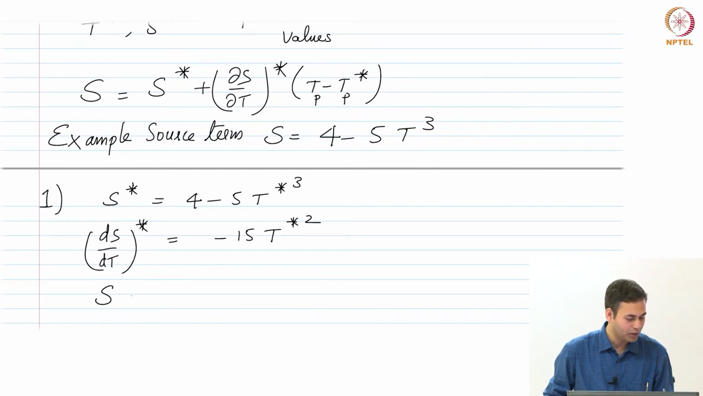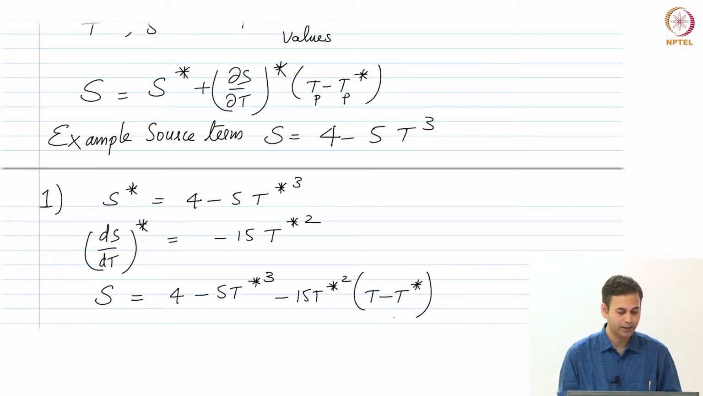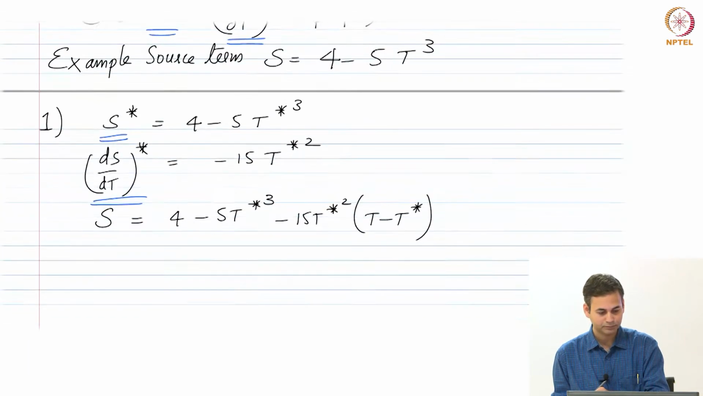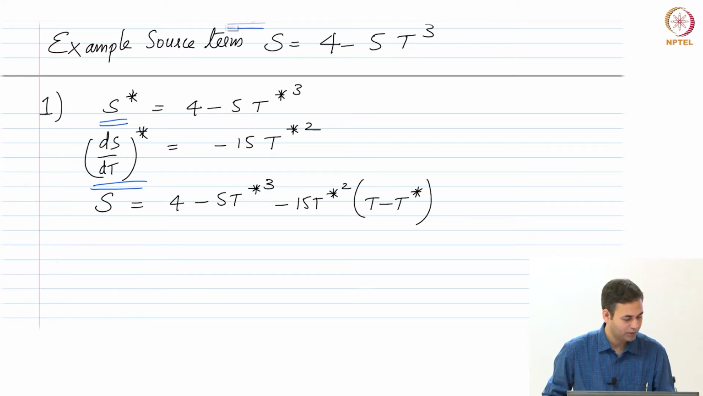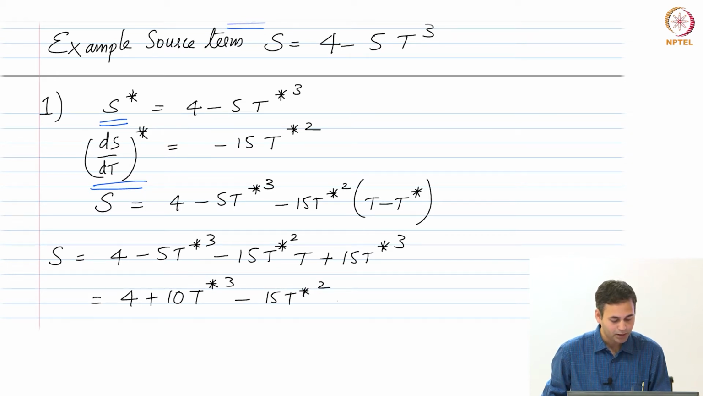Then if we plug in, what would be the model for S? S would be 4 minus 5 T star cube minus 15 T star square times T minus T star. That is what we have if I plug in for S star and dS by dT star. Then we can rewrite this as S equals 4 minus 5 T star cube minus 15 T star square times T plus 15 T star cube. So, this is nothing but 4 minus 5 T star cube plus 15 T star cube, which gives 4 plus 10 T star cube, and then minus 15 T star square times T.